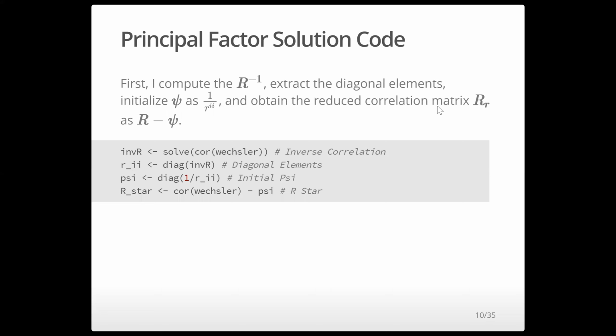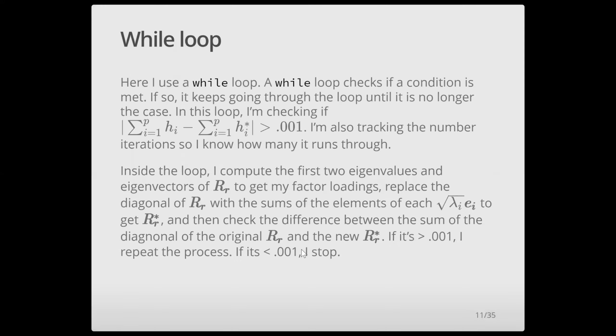So here I just walk through it. First I compute the inverse correlation matrix, get the diagonal elements, and initialize them as psi. And then I obtain my reduced correlation matrix as R minus psi.